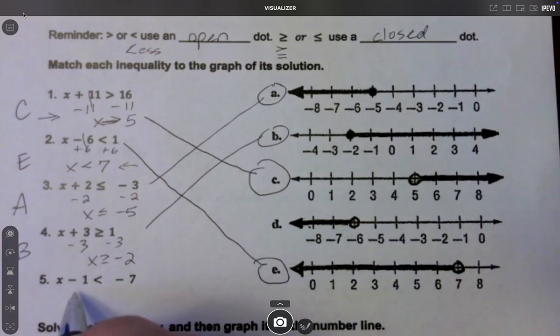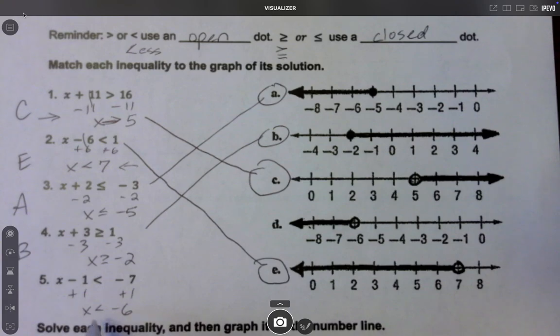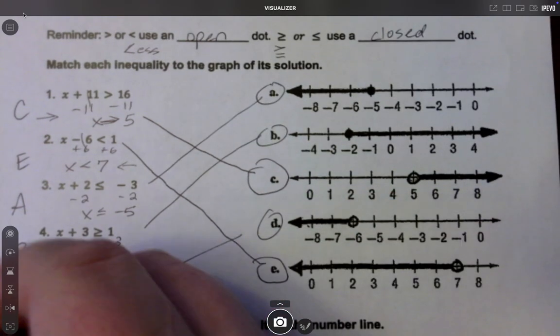And our last one in this set, we add 1 to both sides. That's the opposite of subtracting 1. We get x is less than negative 6. We're looking for an open dot because there's nowhere equal to. It's on negative 6, so that puts us with D.